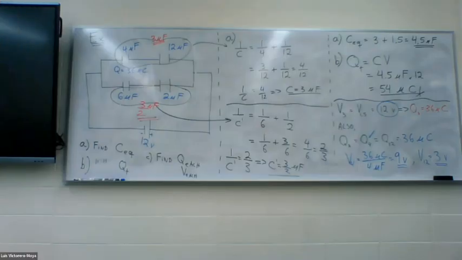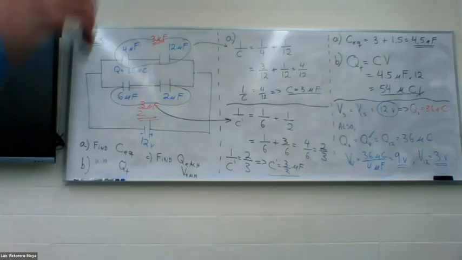As I said, you want to write that the voltage on 3 and the voltage on 1.5 both are 12 volts because they are in parallel. And then you want to write that the charge on 3 is the same as the charge on 4 and the charge on 12 because they are in series. And then you can split the charge, and then using that you can split the voltage.